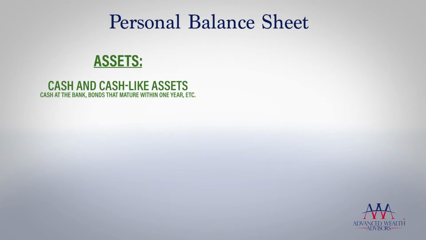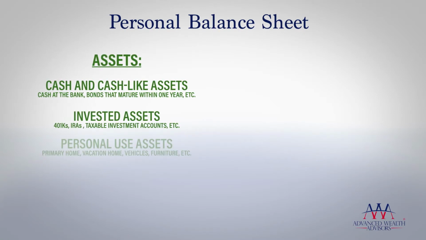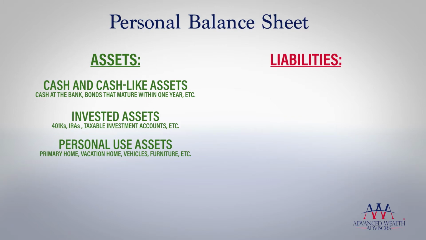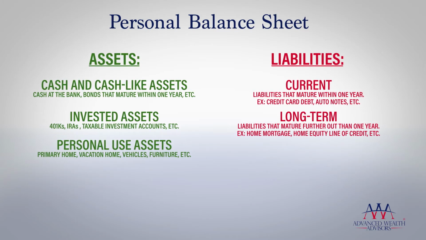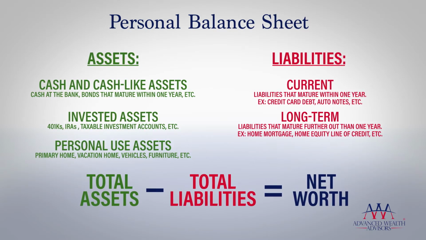To know how to get where you want to go, you must review today's hard numbers. Create a personal balance sheet, much like that of a business, where you record all of your assets and liabilities and net them out to determine your net worth. List all of your cash and cash-like assets, your invested assets, and your personal use assets. Next, list all current and long-term liabilities. Net your assets and liabilities to determine your net worth.